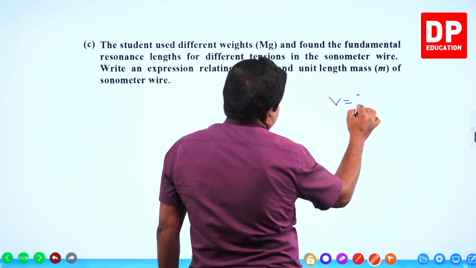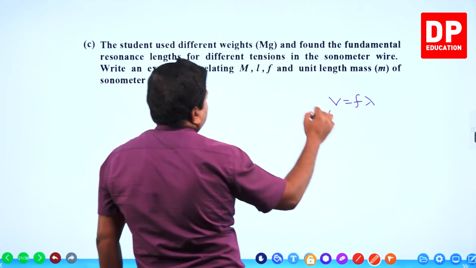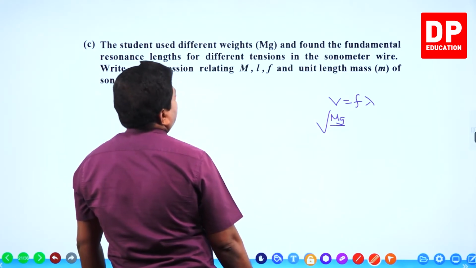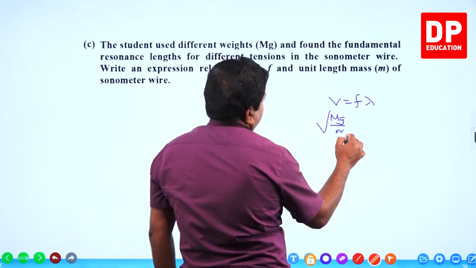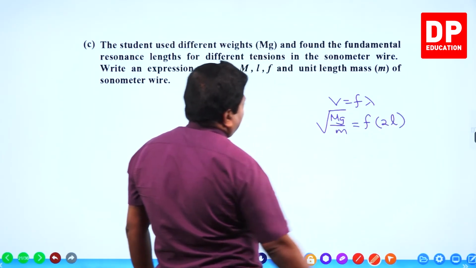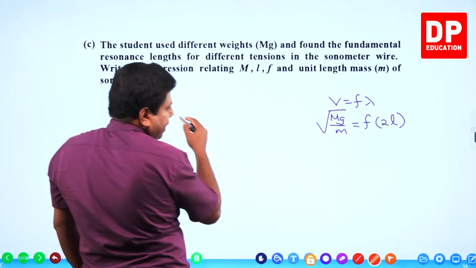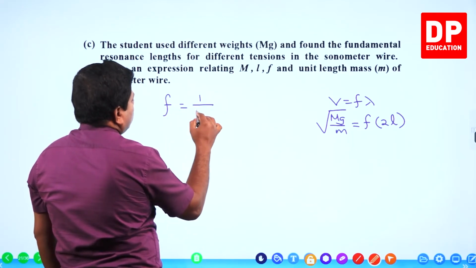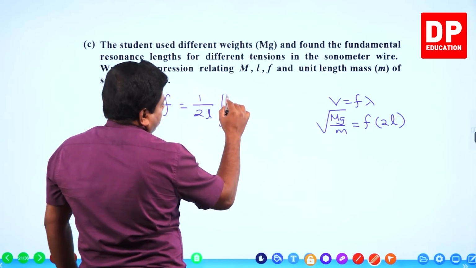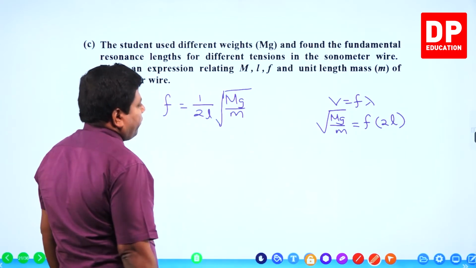V equals F lambda. V is going to be square root of T over m. T is mg. That's the weight they are connecting. And then unit length mass is m. F into lambda will be 2L, right? Because fundamental resonance, L is going to be lambda by 2. Lambda is 2L. So F is going to be 1 over 2L square root of mg over m.